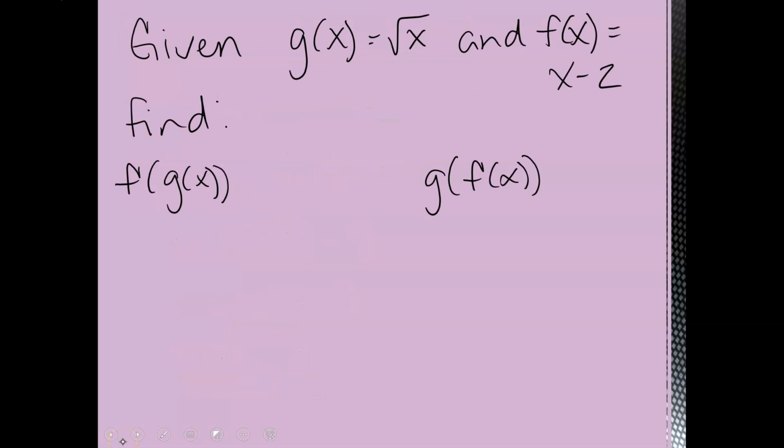This one's got 2. We're going to go both ways on this one, okay? So it says given g of x equals the square root of x and f of x equals x minus 2. First, I want to find f of g of x. So what is g of x? g of x is the square root of x. So I'm going to replace g of x with the square root of x, and I have f of the square root of x.